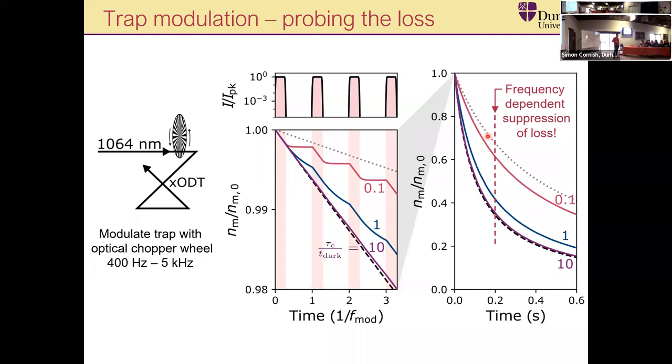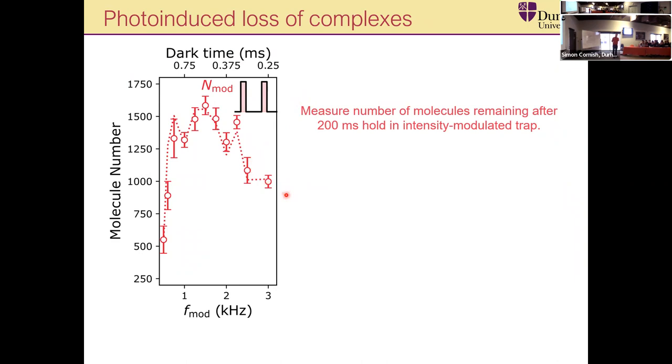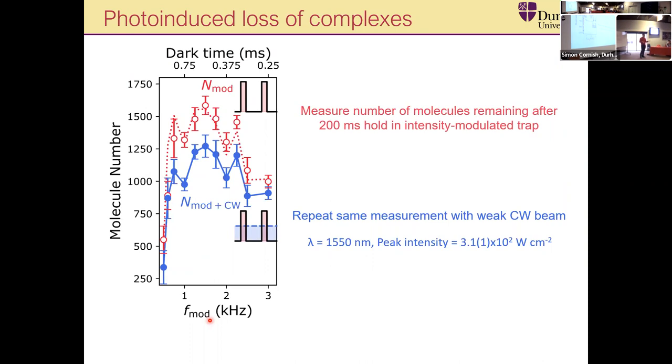In fact, we do a slightly different experiment, because the chopping also heats the molecules a little bit and changes the density. We actually make a comparative measurement where we're chopping, and compare that to chopping with a weaker CW beam added. The CW beam is, as I'll show you, enough that it can still cause loss, but not strong enough to change the trap. So in the modulated trap, we measure the molecule number after a couple of hundred milliseconds as a function of this modulation frequency. We do the same thing with this weak CW beam on, and that's there to kill any complexes that form. And sure enough, we see a suppression. We see a difference in these two.